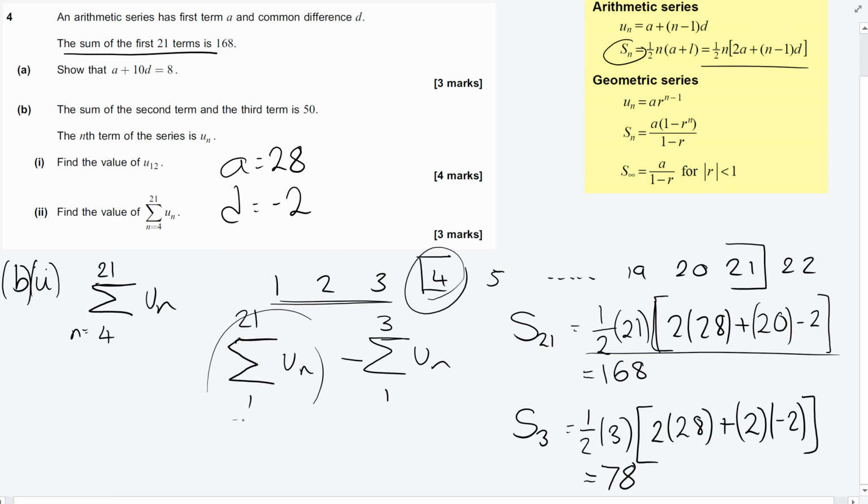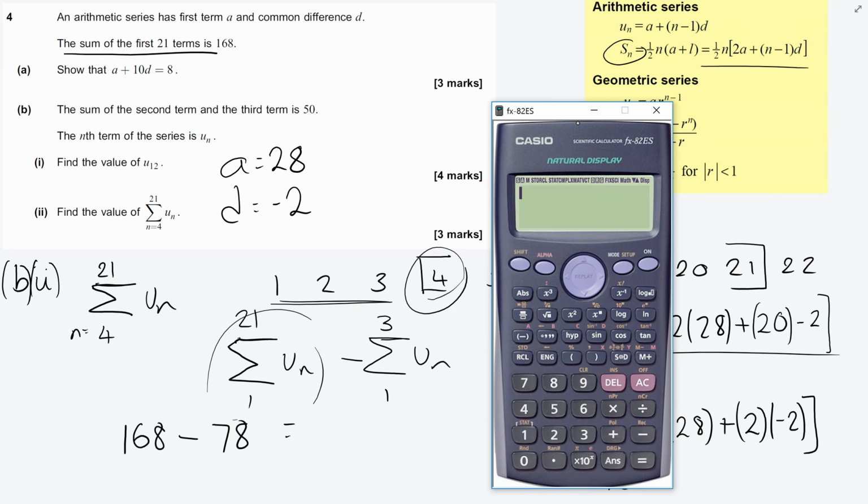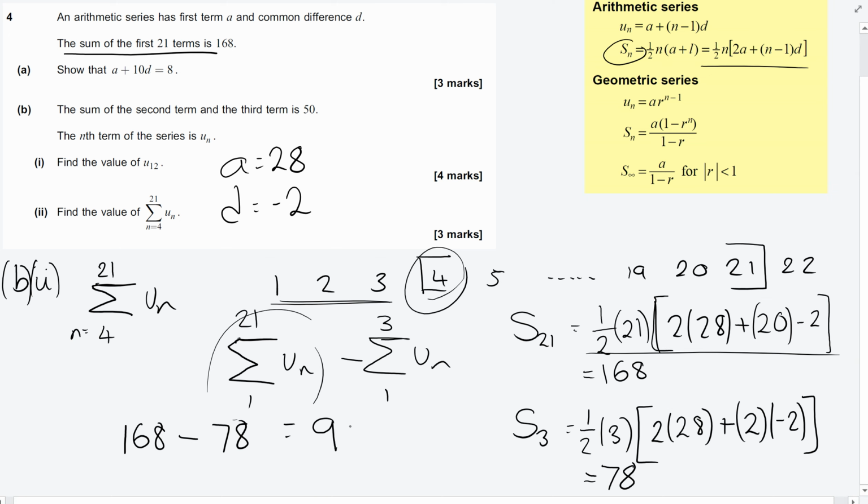And so to finish off then, we know the sum of the first 21 is 168. Subtract from that the first 3 terms, which was 78 in total, and then we are just going to quickly pop into our calculator 168 minus 78 to get the correct answer of 90. And that's worth our 3 marks.